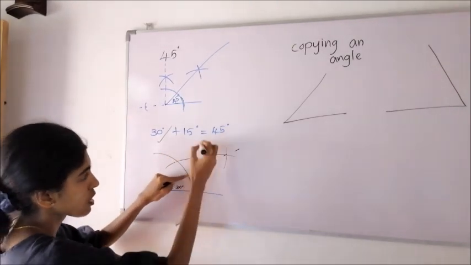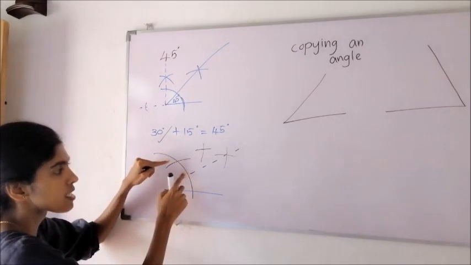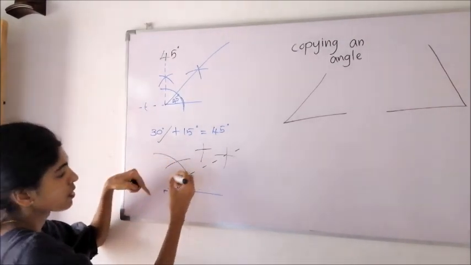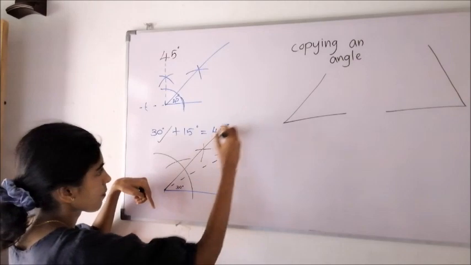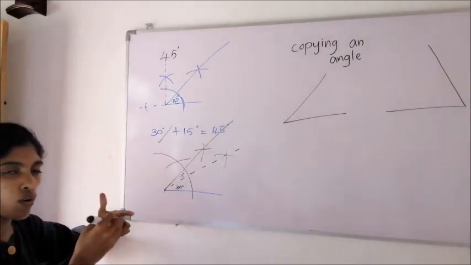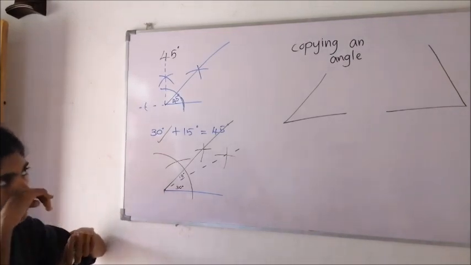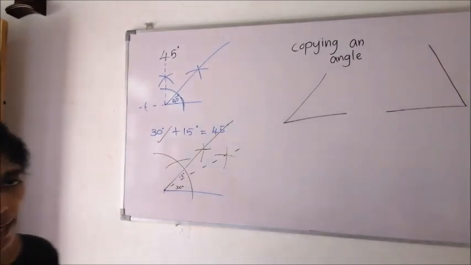Keep the middle point here, draw one arc, go to this point, draw another arc. Every time get the starting and ending points. Okay, then we get 15 degrees from here. Altogether how much? 45 degrees. So this is easier than the previous one. Okay. Then how do we copy an angle?